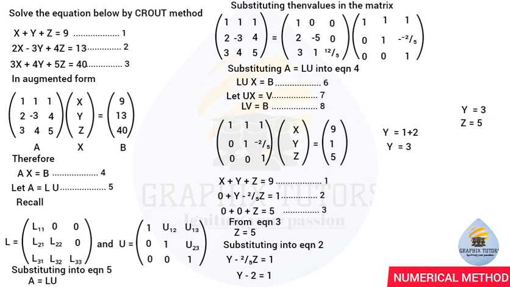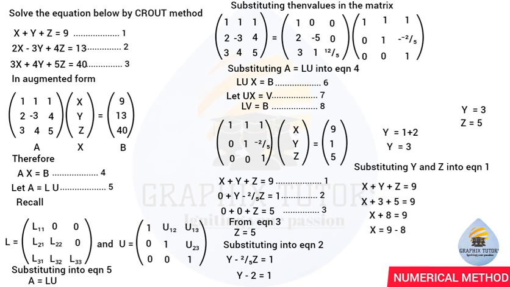Similarly, substitute y and z into equation 1. We'll be having x plus y plus z equals to 9. We know x plus my y is 3 plus my z is 5 equals to 9. So my x will now be equals to 3 plus 5 is 8. So when the 8 goes to the other side of the equal sign, it becomes minus 8. So x is 9 minus 8, which is equals to what? 1. So my values for x, y, and z is 1, 3, and 5 respectively.